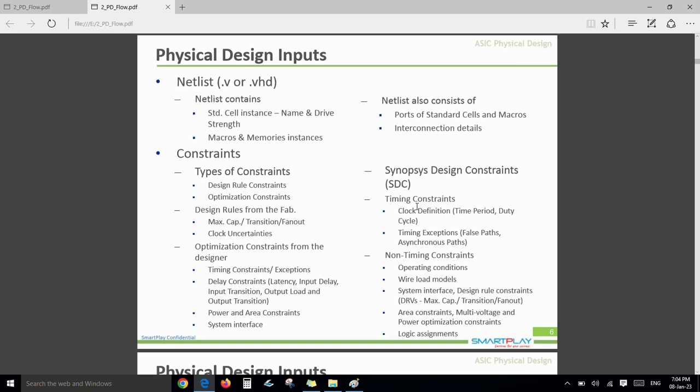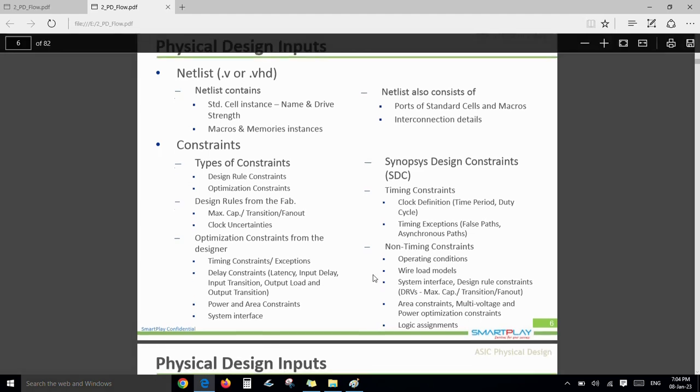So the spec file is nothing but the clock speed, and according to the speed, the time period is going to be calculated, and the duty cycle, and timing exceptions, as I said, false path, asynchronous path, and all these things.